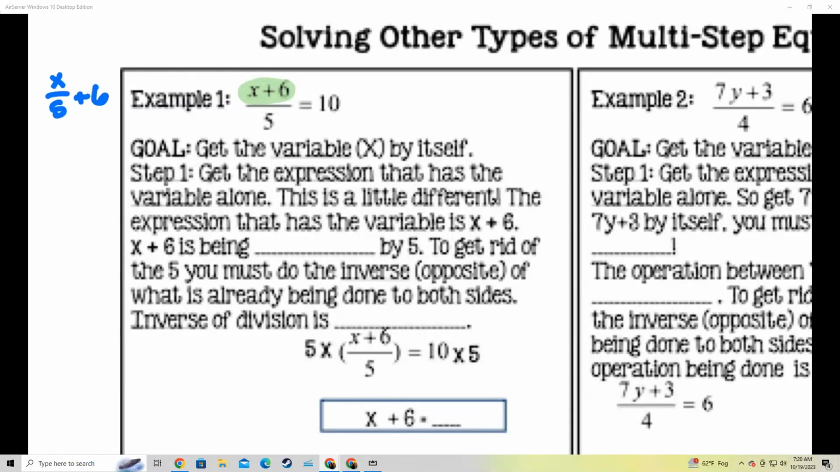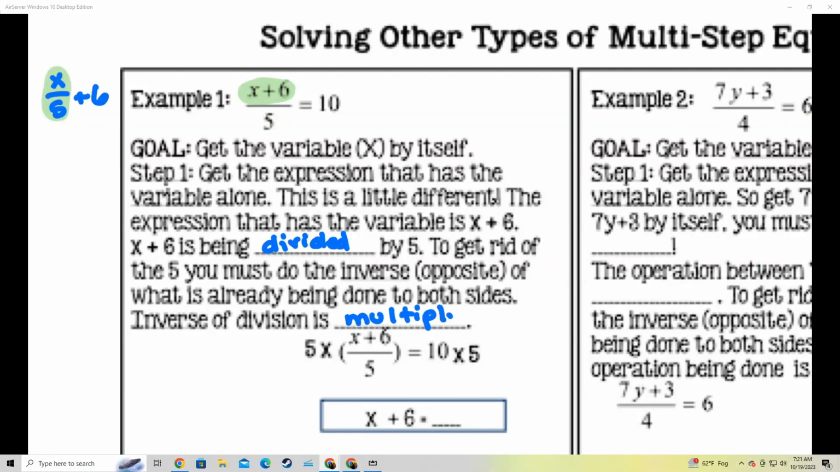In this case, the term that has the variable is the x over 5. But notice that this time, because they're both in the numerator, then these two are together, and we're actually going to get rid of that divided by 5 first, okay? So x plus 6 is being divided by 5. To get rid of the 5, you must do the inverse operation, which is of what is already being done to both sides. So the inverse of division is multiplication.